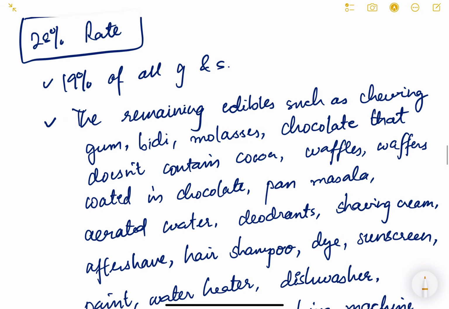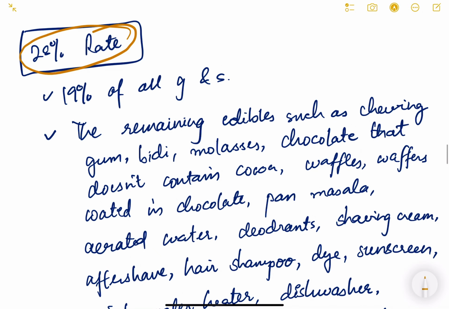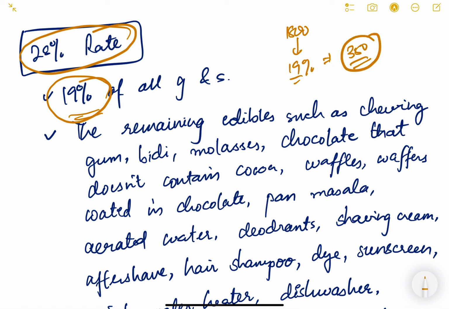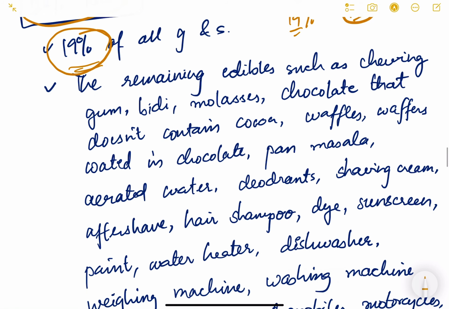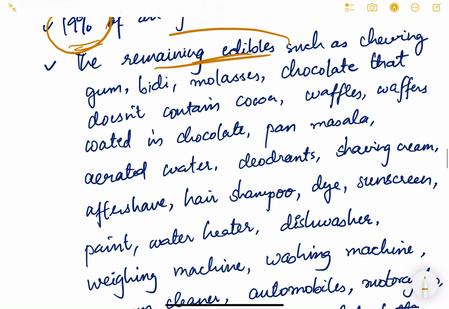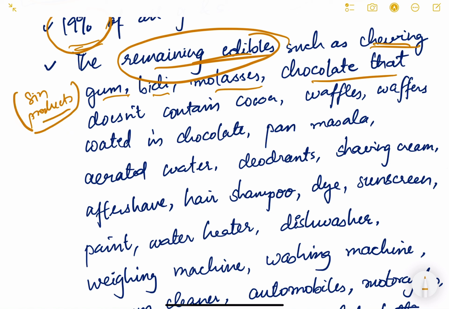Okay, then 28%, this is the highest tax rate, and about 19% of goods and services are involved. Out of 1800, about 19% of goods and services, meaning about 350 goods and services are included into this category. Now what are these? Then the remaining edibles, खाने की जो बाकी की चीज़ें such as chewing gum, बीड़ी, molasses, chocolate. So these are mostly sin products. If you see, okay, sin products.